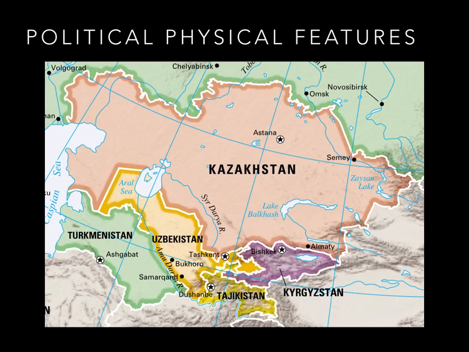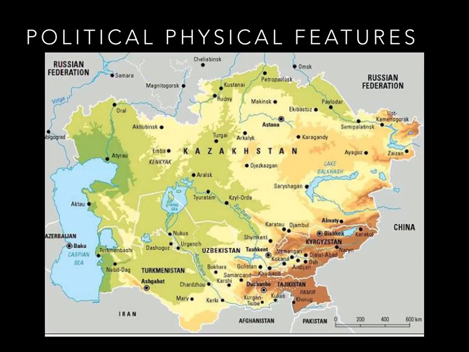Okay, here you have a political map of the Central Asian region showing you the different countries. You might want to note the Aral Sea and how it shares its borders with Kazakhstan and Uzbekistan. Here you have a physical feature map of Central Asia, so you can identify the mountains and the grasslands and the desert regions.